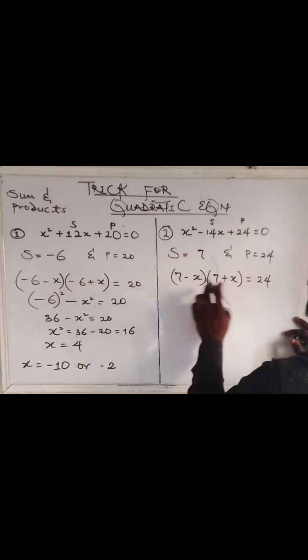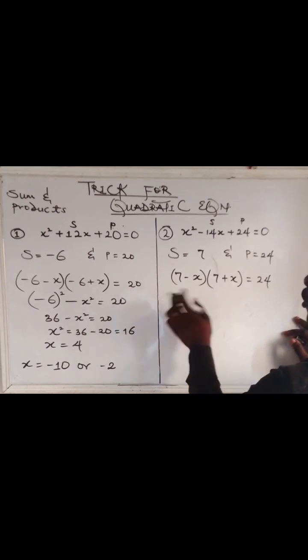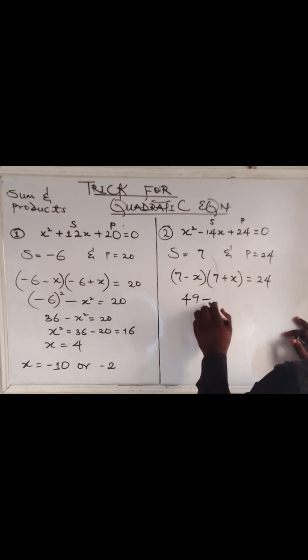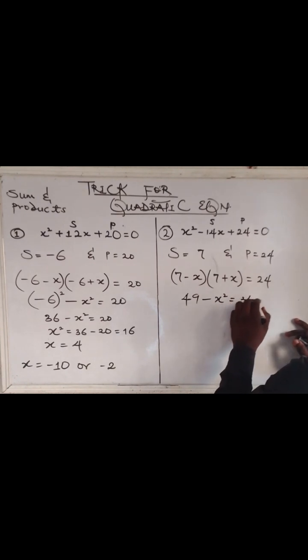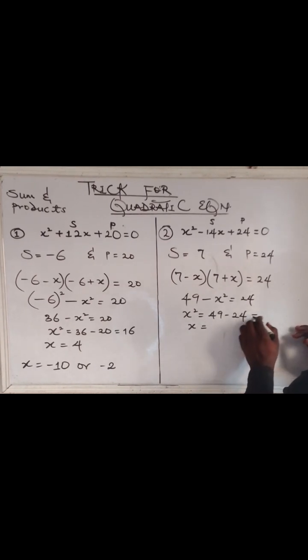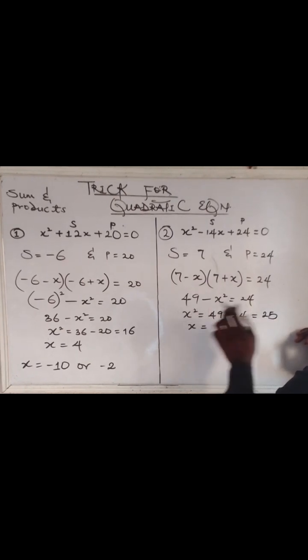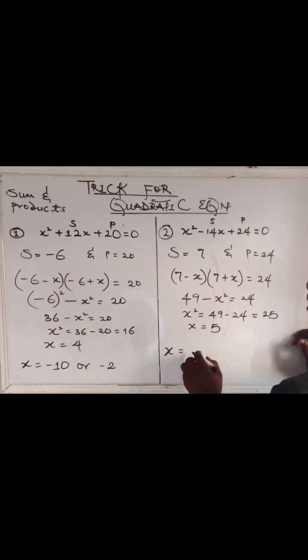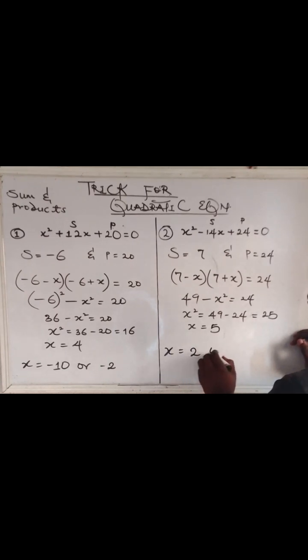So what do we have here? 7 times 7, just write it as a difference of two squares. That is 49 minus x squared equals 24. Rewriting that, you have x squared equals 49 minus 24, and that comes out to be 25. If you take the square root of 25, you are going to come out with 5. So plugging your value back there, x is going to be 7 minus x. What is x now? x is 5. So 7 minus 5, you have 2, or 7 plus 5, you have 12.